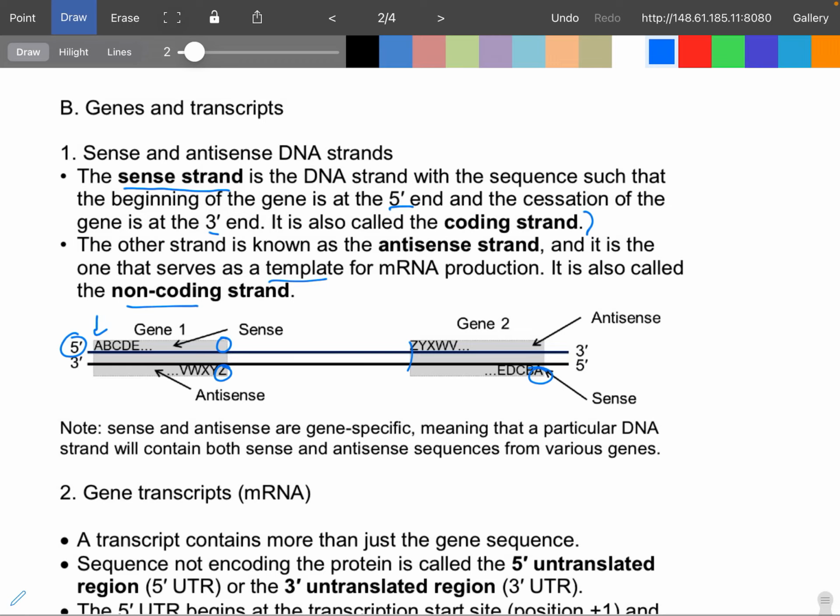And one thing I'll point out is that these are gene-specific, not globally. So what that means is that a particular stretch of DNA, like this, could be a part of a chromosome here, can contain both sense and antisense on a particular strand, as shown here. So it's specific to the gene.